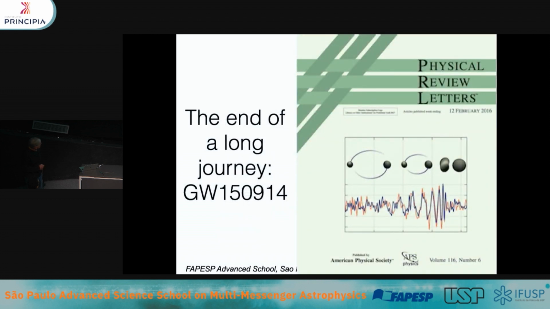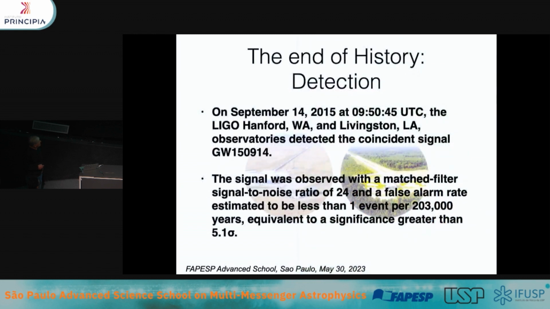And well, the end of this long journey happened, as this is now something that you all know. In 2016, it actually happened in September of 2015, but it wasn't published and announced until then. And so September 14, both LIGO detectors detect the coincidence signal, and the signal was observed with a match filter signal to noise ratio of 24, so extremely high, and a false alarm rate estimated with less than one event per 200,000 years, which is a significance larger than 5.1 sigma.